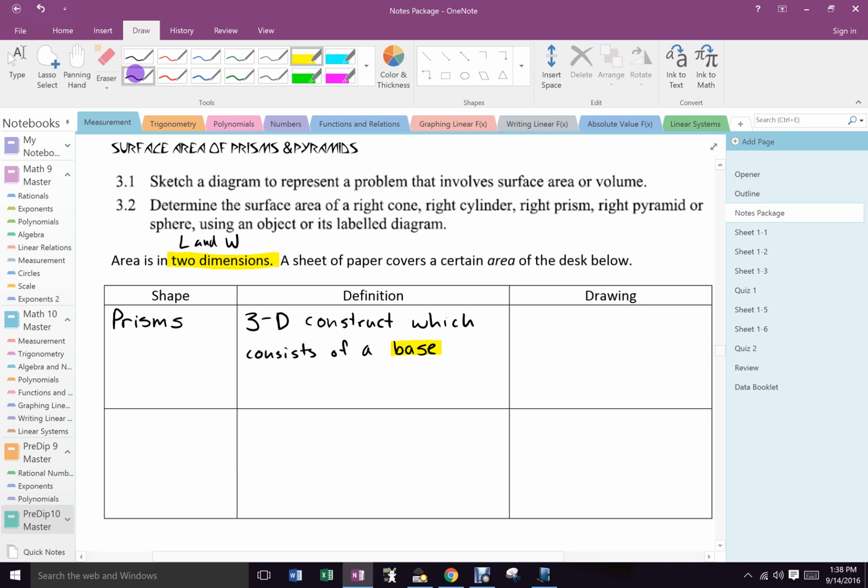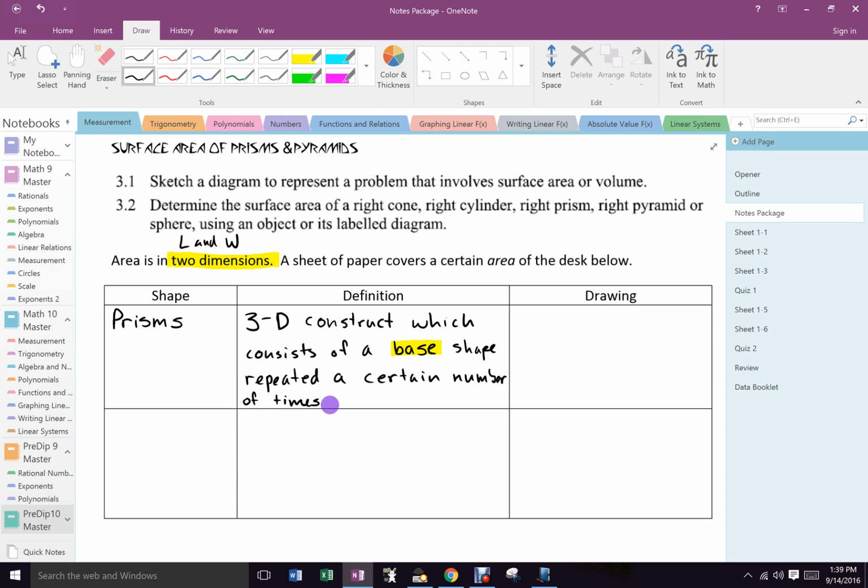So, a prism consists of a base shape, which is then repeated a certain number of times. Let me give you an example. What shape is this? Everyone agrees, right? What happens when I take a rectangle and repeat it over and over again? Lots of rectangles. When I stack those rectangles on top of each other, what do I have? A rectangular prism.